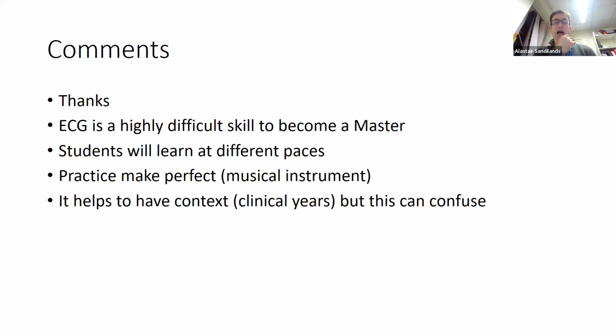The ECG is a highly difficult skill to master, and students are going to learn at different paces, but practice of ECGs makes perfect. It's a bit like playing a musical instrument where you need to practice to get better. It does help to have context in the clinical years, but this can confuse sometimes, but there's normally some history around when you get given an ECG on the wards in real life or even in exams.